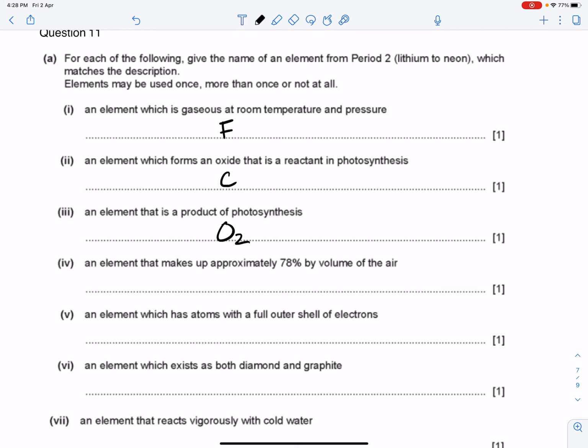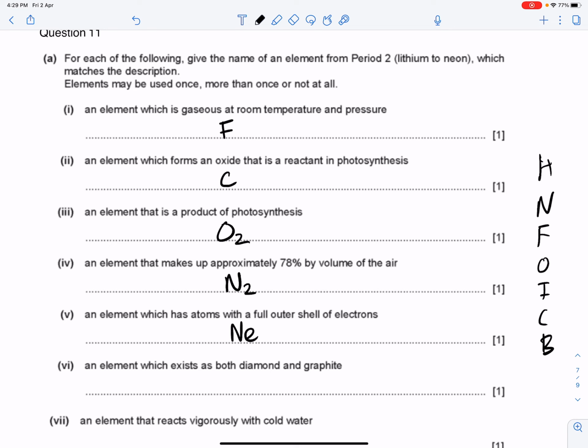An element that makes up approximately 98% of the volume of air. That is, of course, nitrogen. Remember, nitrogen is diatomic. So if you're committed to oxygen being diatomic, then you can talk about nitrogen being diatomic too. Remember, have no fear of ice cold beer. An element which has atoms with full outer shell of electrons. Well, in period 2, the only one is neon.